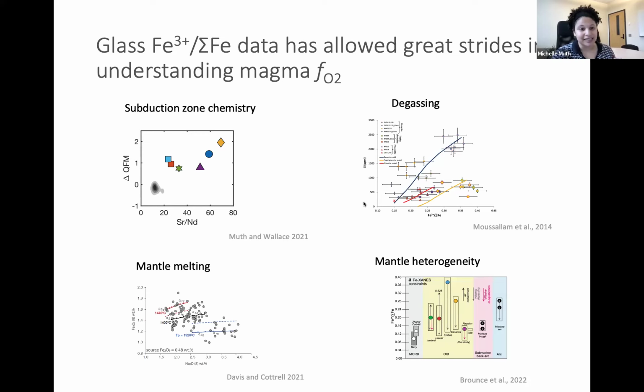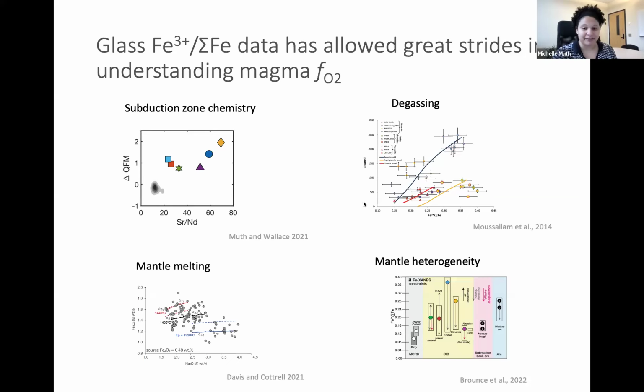So what I'm showing here is an attempt at providing a comprehensive overview of all of the incredible data that's been produced over the last few years. And of course, I still had to leave a lot of great studies out, but I wanted to show just how many parts of volcanism this technique has allowed Earth scientists to access. So we've learned about magma oxygen fugacity and the chemistry of subduction zone magmas and volcanic arcs, during the degassing of magmas, during the process of mantle melting, and we've also been able to explore heterogeneity in Earth's mantle. So all of these super important big picture questions we've been able to study in the context of fO2 due to the application of iron XANES.